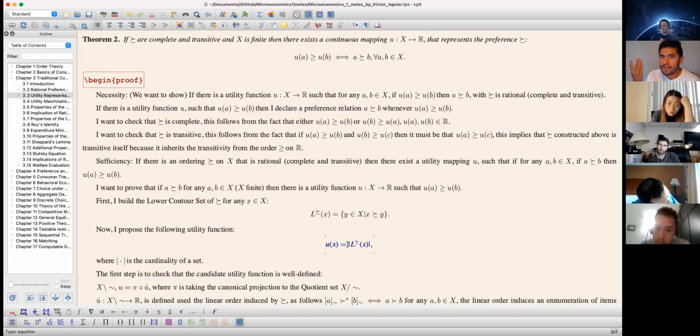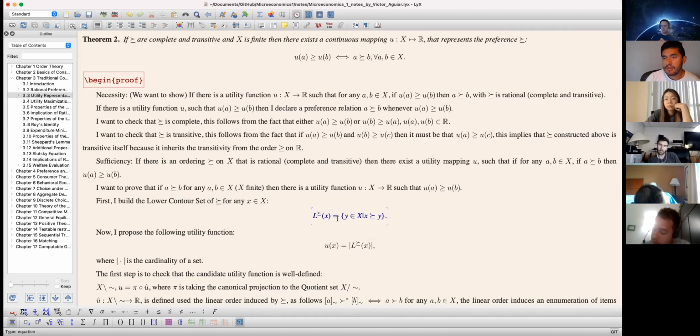So why did I do that? Isn't cardinality 2 to the power of the number in the set? No. So as I say, the lower contour set is just taking all the items that are worse than a given element according to the preference relation, weakly worse. And then the cardinality is just counting the elements of that thing, right?